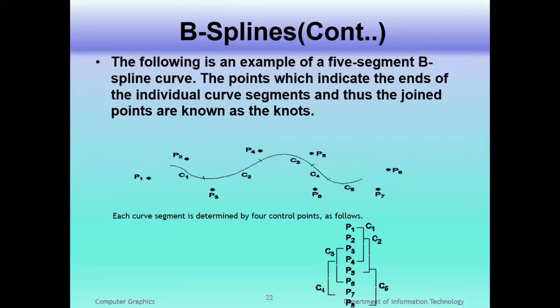From P1 to P4, we have one control point, C1. From P2 to P5, we have another control point, C2. From P3 to P6, we have another control point, C3. From P4 to P7, we have another control point, C4. From P5 to P8, we have another control point, C5.